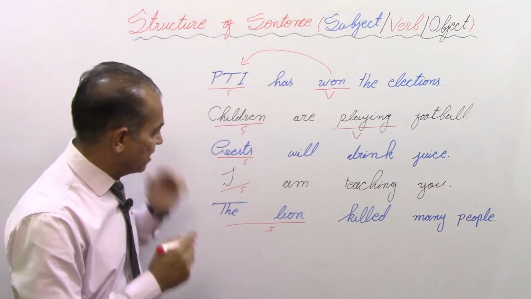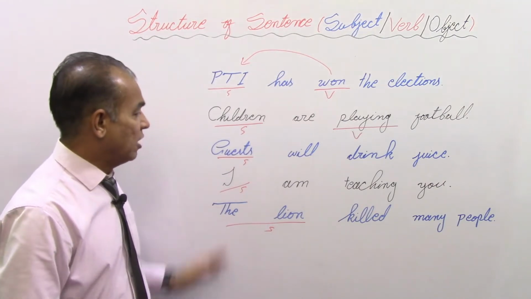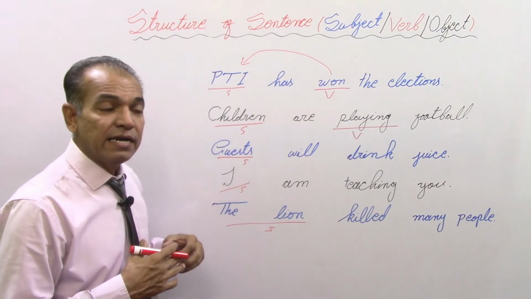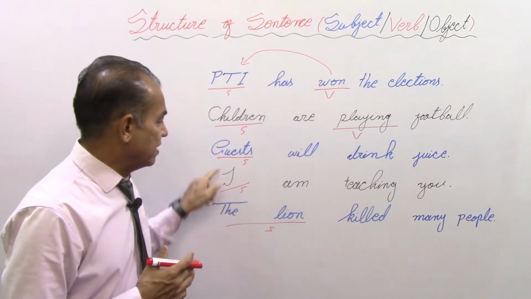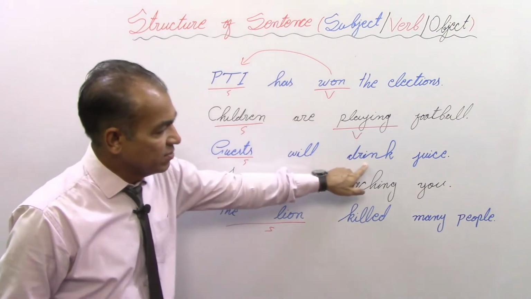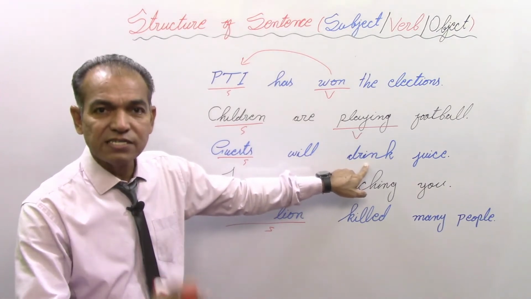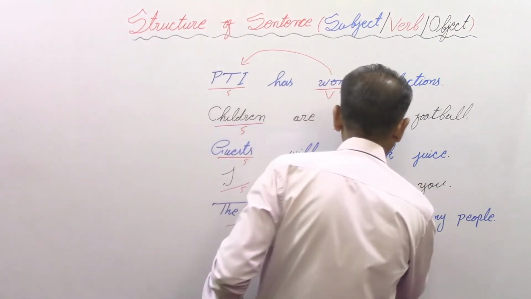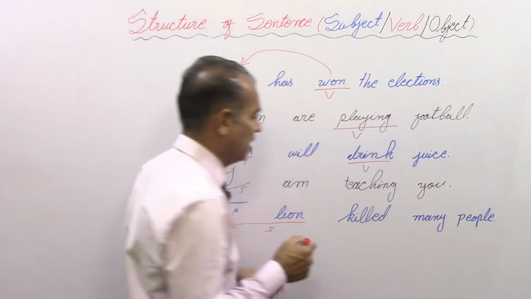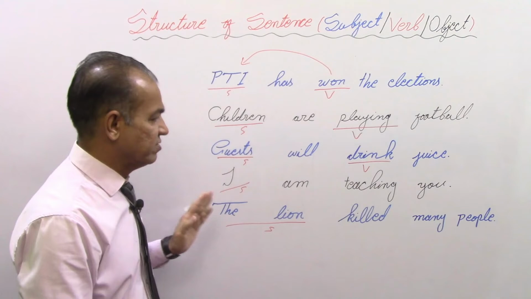Let's take the third example. Guest will drink juice. Now guests will come and they will perform an action. So what action will they perform? They will come, they will sit, and then they will drink. They will take the glasses and they will start drinking. So this will be the action which will be performed by the guest. So this will be called the verb of the sentence.